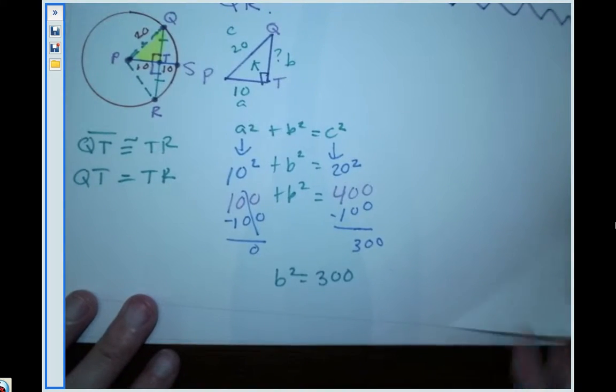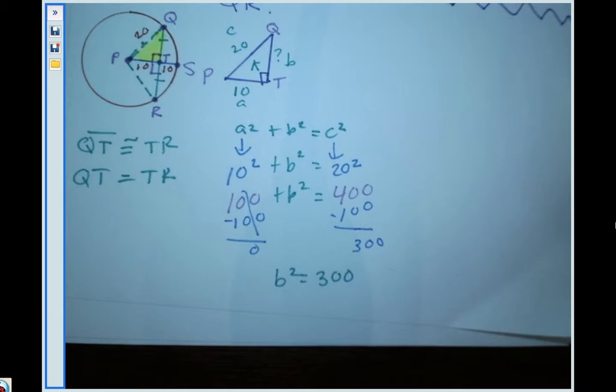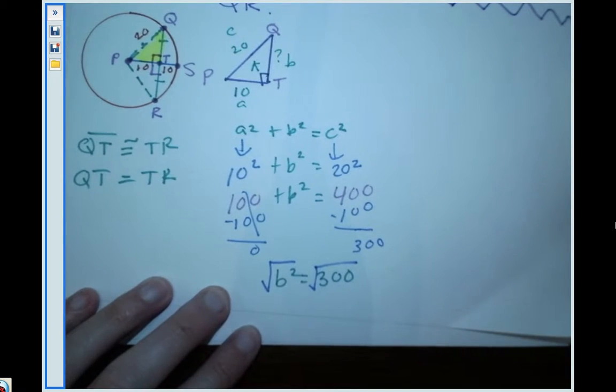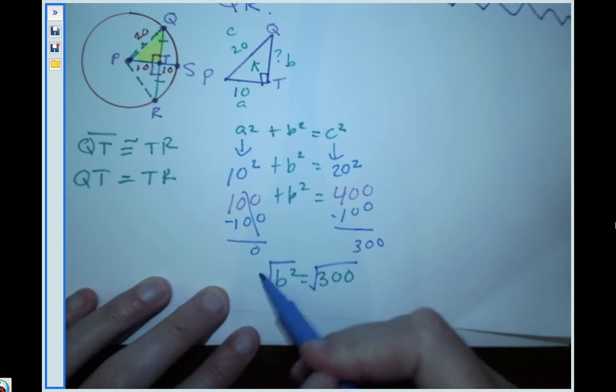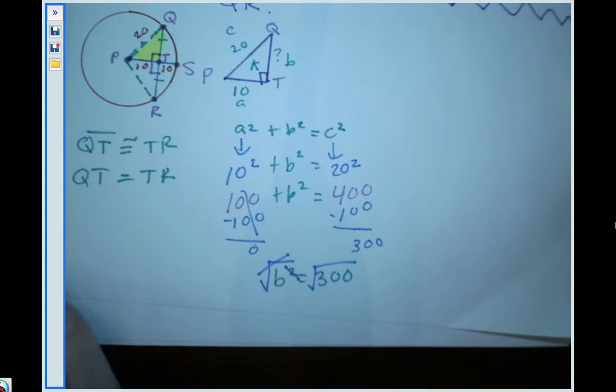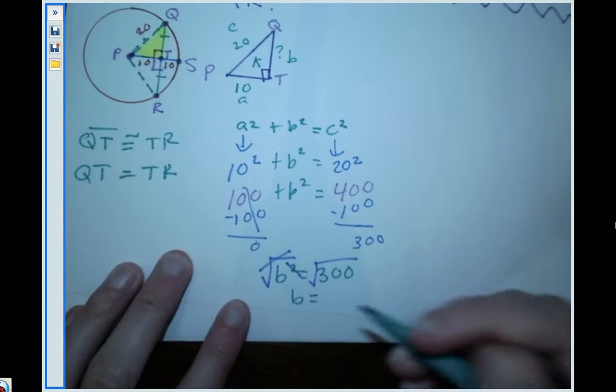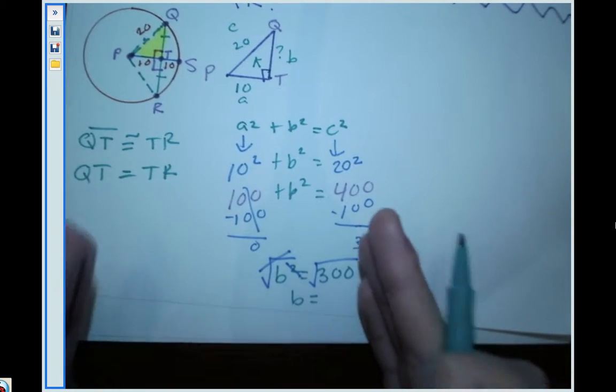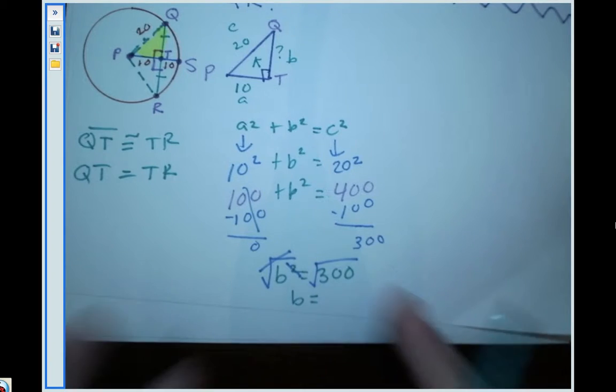All right, guys, we're almost there. How do we undo the square? What is the inverse of a square? It is a square root. So I'm going to square root that on both sides. The square root will cancel out the square. So I'm left with b equals the square root of 300. What times what gives me 300? It's not a perfect square. There's nothing I can multiply by itself to get 300.